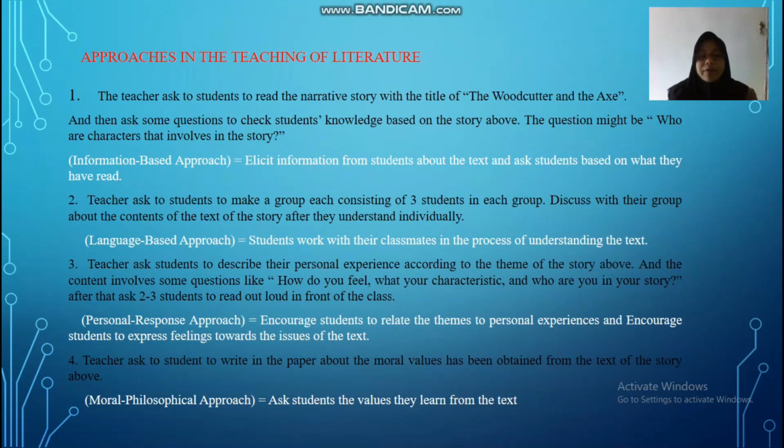And the last, number 4, the teacher asks 2 students to write on paper the moral values that have been obtained from the text of the story above. So this activity is included in the moral philosophical approach because this activity asks students the values they learn from the text.